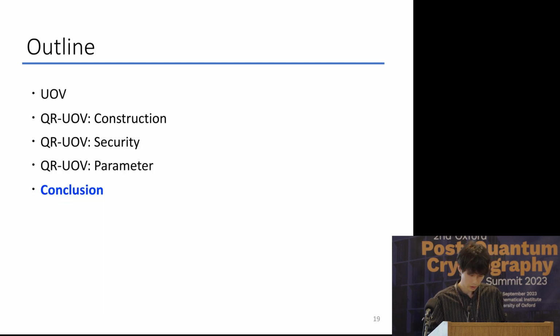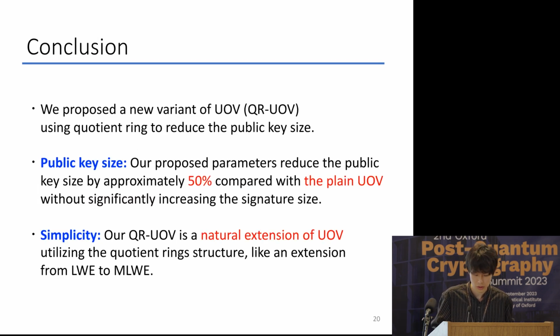And now I conclude this talk. We submit QR-UOV, a variant of UOV using a quotient ring structure to reduce the public key size. And our proposed parameters reduce the public key size by approximately 50% compared with the plain UOV. And in terms of simplicity, our QR-UOV is a natural extension of UOV utilizing the quotient ring structure, like an extension from LWE to MLWE. That's it. Thank you very much.